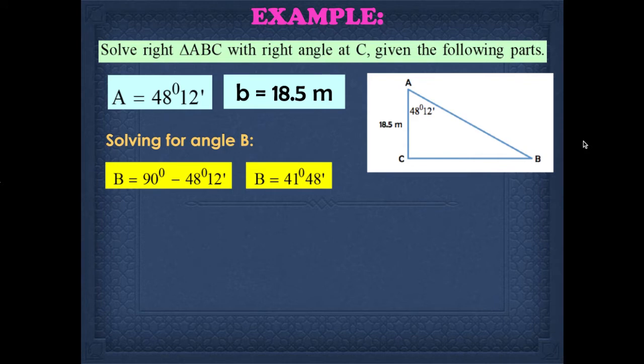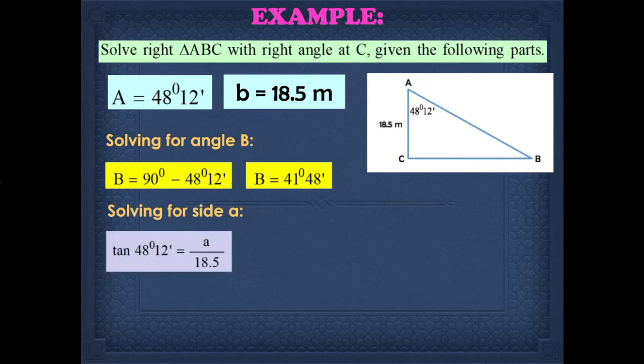So here, applying tangent, we will have tangent 48 degrees 12 minutes equal to a over 18.5. Remember, TOA. Tangent is equal to the opposite over the adjacent. Here is the 48 degrees 12 minutes angle, so the opposite side of that is a, over the adjacent side, which is 18.5 meters, this side AC.